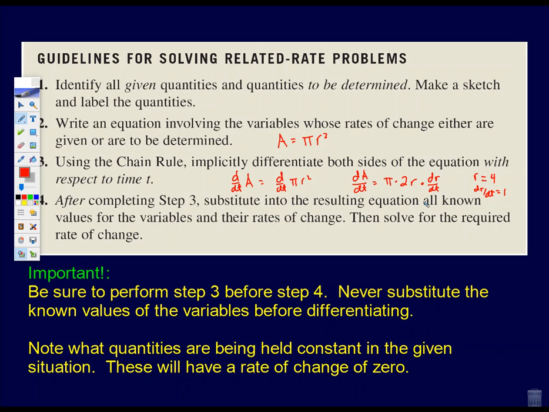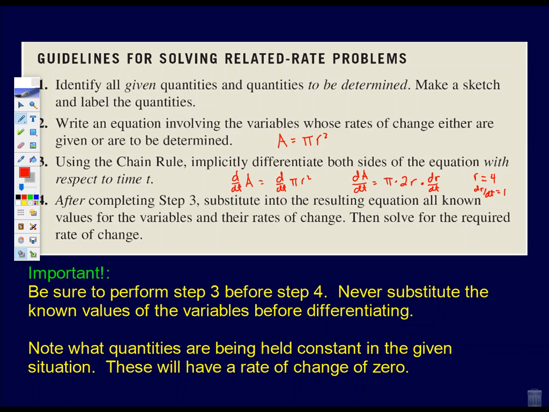But very important, we only substitute given numbers into our equation once we have differentiated it. If I were to do that ahead of time, if I were to put the 4 in here in step 2 and just written area equals pi times 4 squared, you're now treating the area like it's a constant whose derivative would have to be 0. We know it's not 0 because the area is changing along with the radius. So we always reserve putting in numbers into our equation until I have found its derivative.